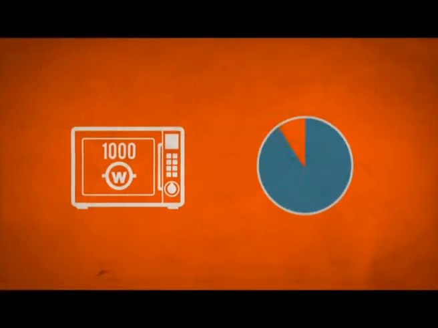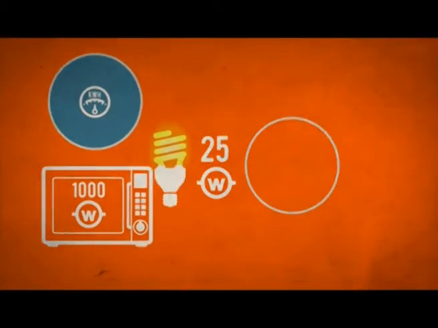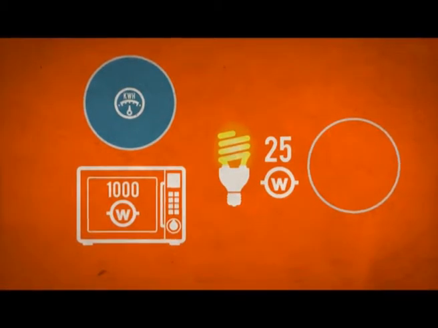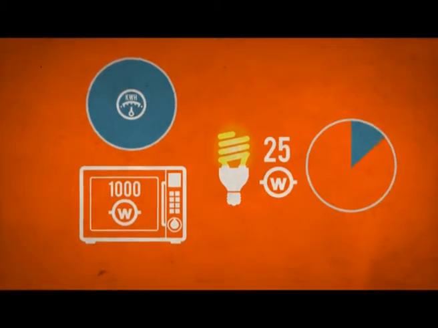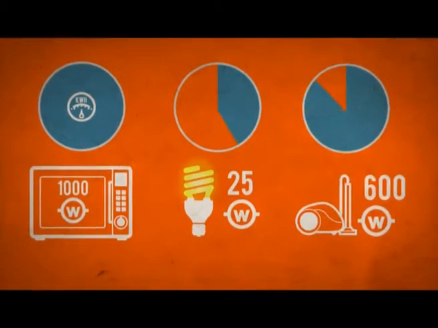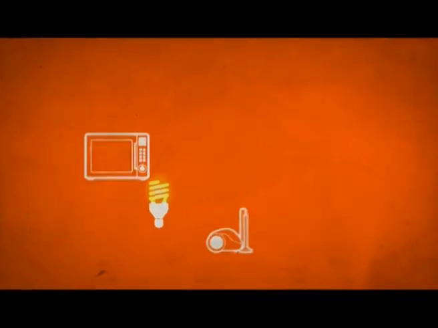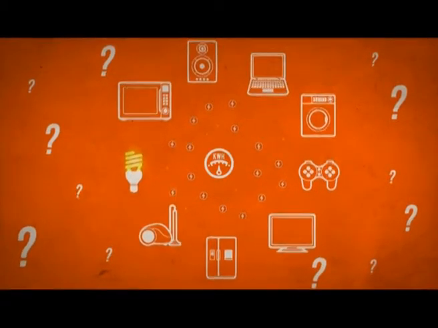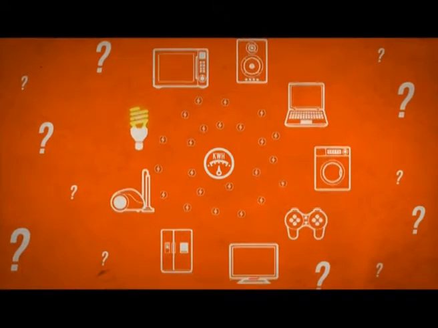The fewer watts something uses, the longer it takes to use up a whole kilowatt hour. For example, a compact fluorescent light bulb would take 40 hours to use an entire kilowatt hour, but an average vacuum cleaner uses a kilowatt hour of electricity in about an hour and a half. This might get you thinking about how much electricity those appliances of yours are consuming.